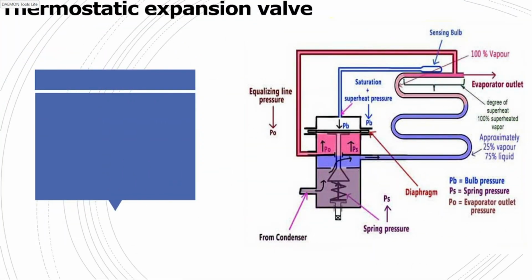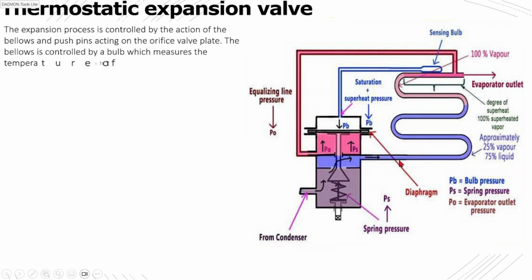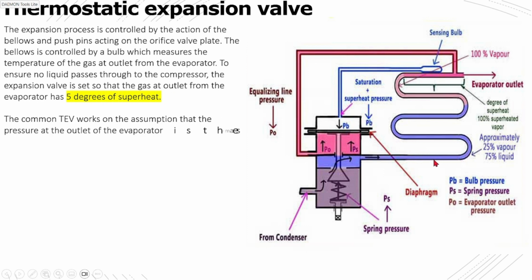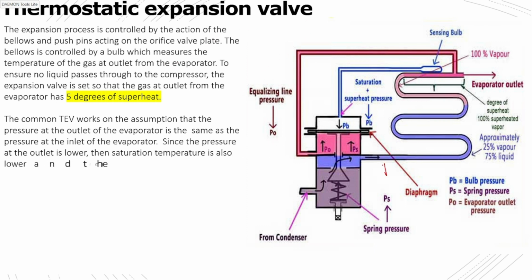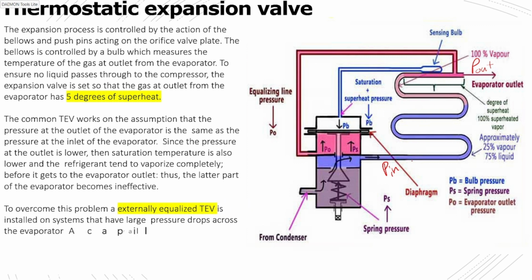The problem is, let's say your evaporator is too lengthy, then what happens? Definitely there will be a pressure drop across the evaporator, because there will be friction and many other factors influencing the flow. So whatever the inlet pressure to the evaporator is will not be maintained; this inlet pressure will not be equal to the outlet pressure, because the evaporator length is too high. In that case, there will be a greater pressure difference.